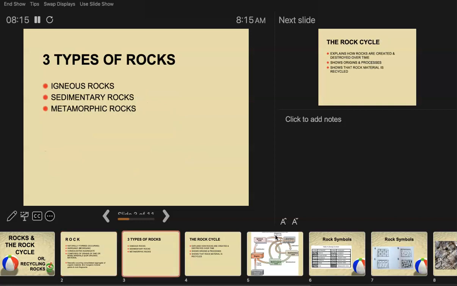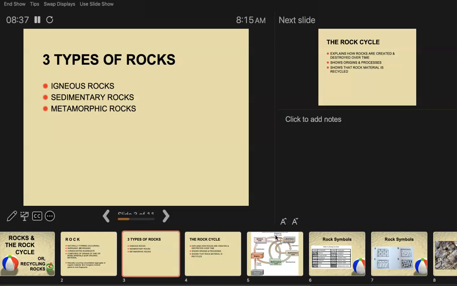Three types of rocks. Hopefully you walked in the door knowing this one, or at least when you see this, you're like, oh, yeah, I remember. All right, igneous, sedimentary, and metamorphic. I really kind of thought I made a little slide for each of these here. Apparently I did not. So we're just going to take a moment and preview what we're looking at.